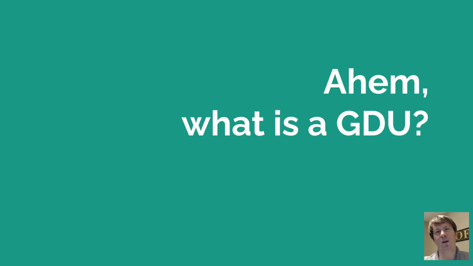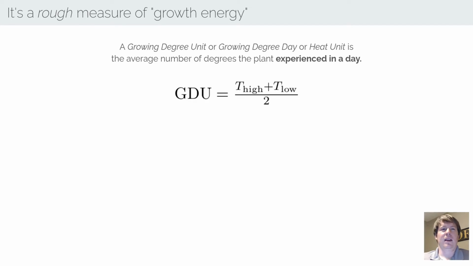So before we really get into that, let's better define what we mean by GDU, just so we're all on the same page. It's essentially a really rough measure of, I'll call it, growth energy. It's how much energy the plant was given to turn into mass. Like I mentioned before, it's called growing degree unit. Sometimes it's called growing degree day, or sometimes it's just referred to as heat units.